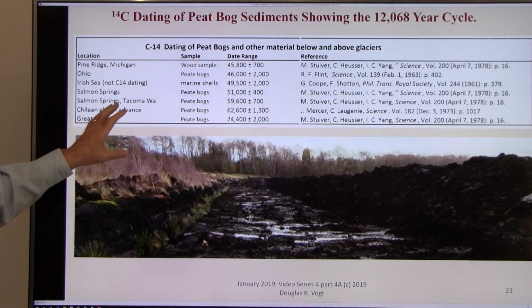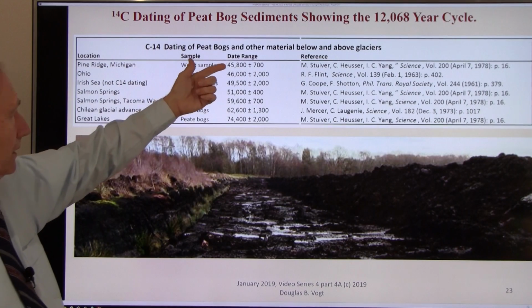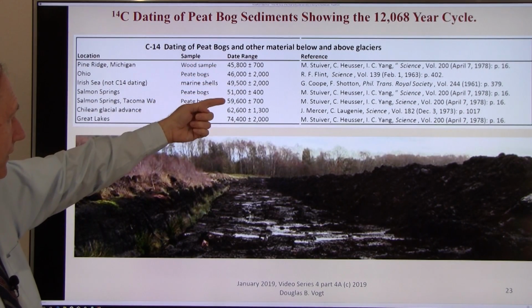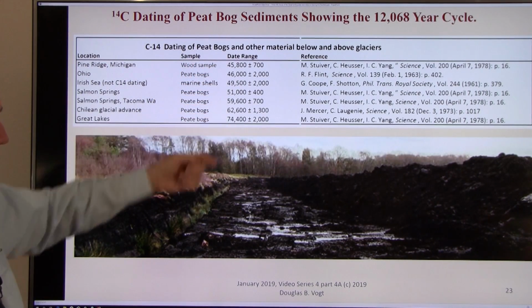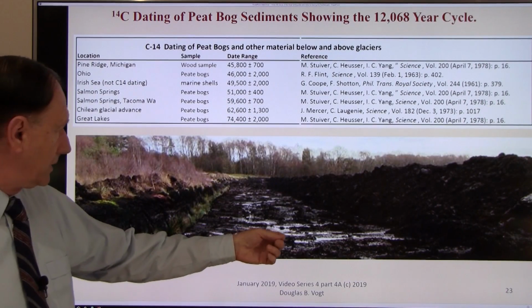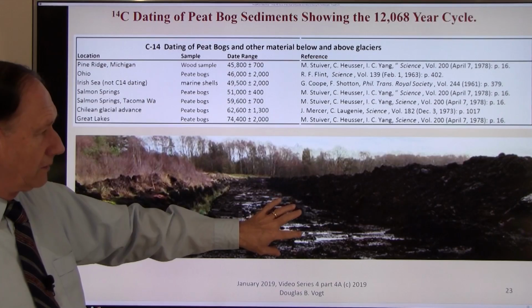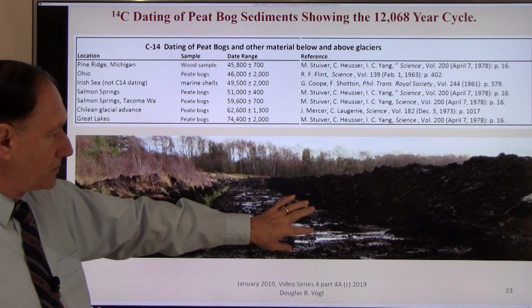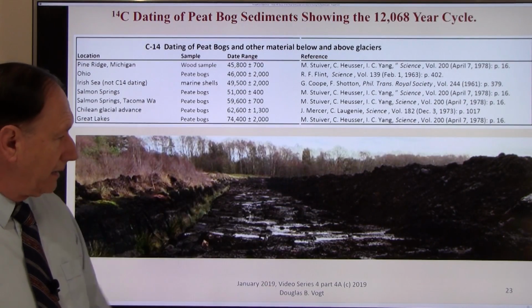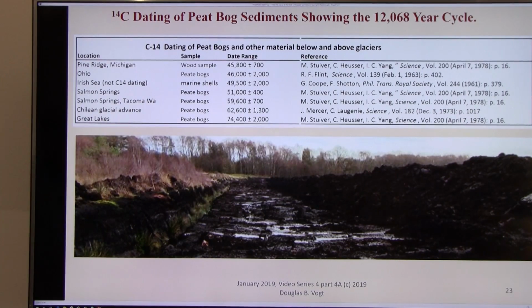Here's carbon-14 dating of peat bogs again. Here's 4 cycles, 5, and then 6. This is what a peat bog looks like. This is all organic material from moss to grasses or anything like that. They rot. And eventually this becomes coal.